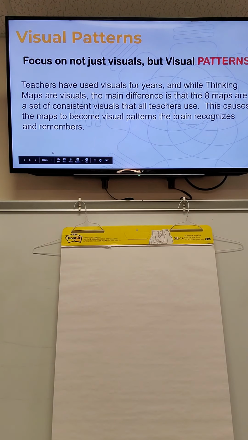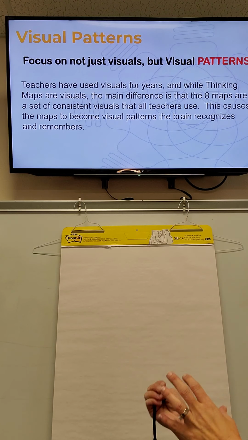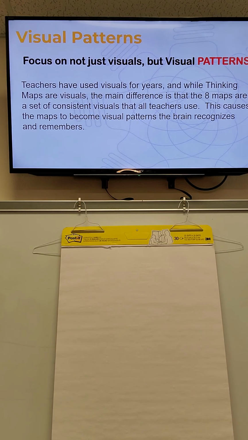Okay, so one of the first reasons for using thinking maps is because they are visual patterns. It focuses not just on a visual like a graphic organizer normally would, but on the actual pattern for it. Teachers have used visuals for years, and while thinking maps are visuals, the main difference is that the 8 maps that we use are a consistent set of visuals that all teachers can use, and you can use them from pre-K all the way through 12th grade. That causes the maps to become a visual pattern that the brain recognizes and remembers.